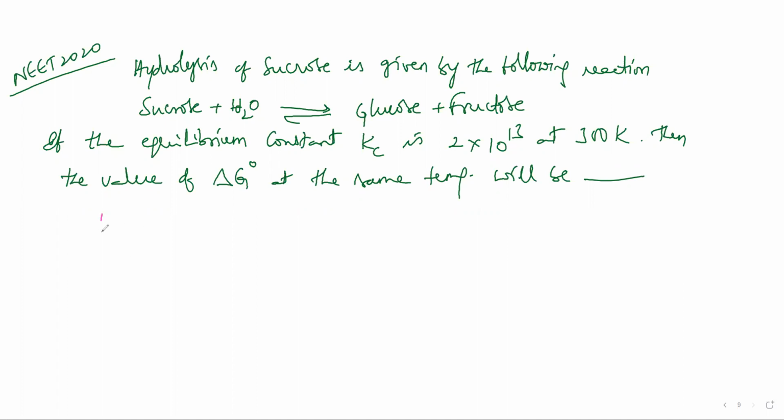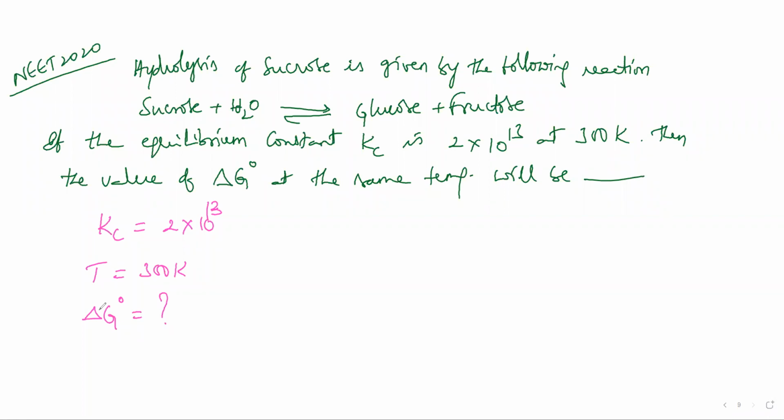Now what is given there? The Kc value is given, that is 2 into 10 power 13, and the temperature. We need to find out delta G naught, the change in Gibbs free energy.